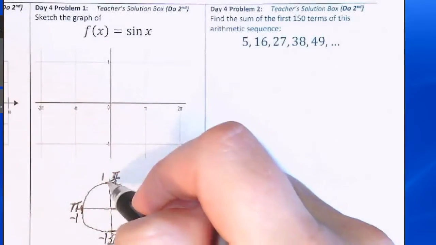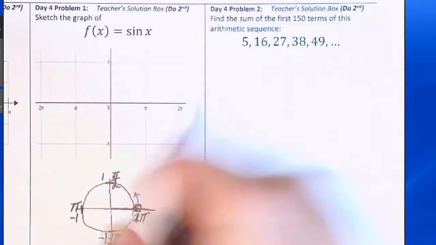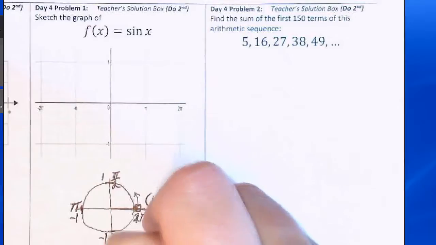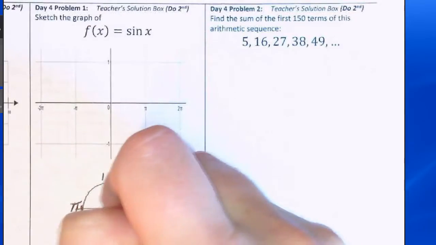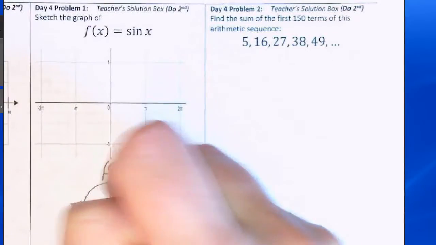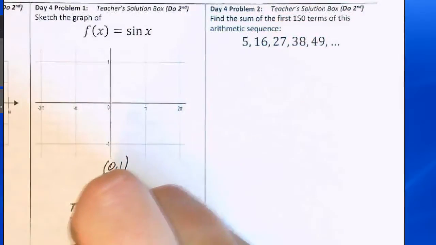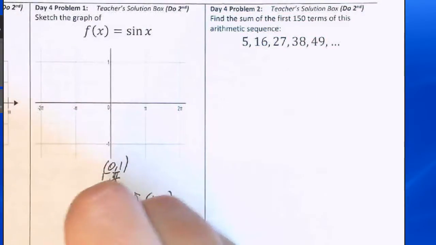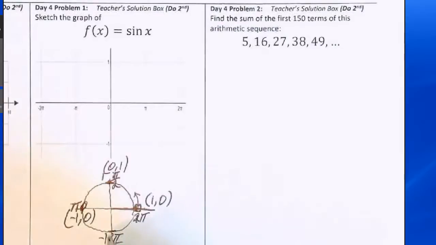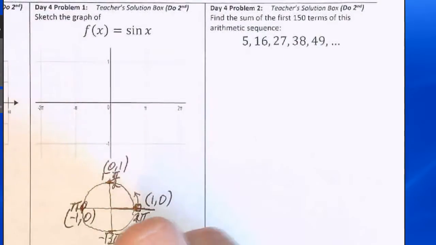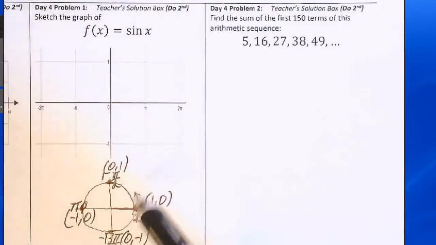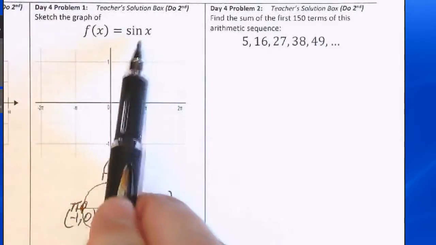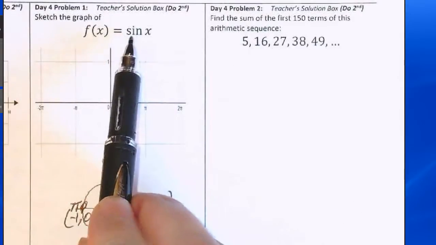Each of these points has an ordered pair. This is the point 1, 0. This one up here is the point 0, 1. This one here is the point -1, 0. And this one down here is the point 0, -1. There is a picture of a unit circle in the back cover of your pre-calculus book, which you might want to consult whenever working with trig functions.